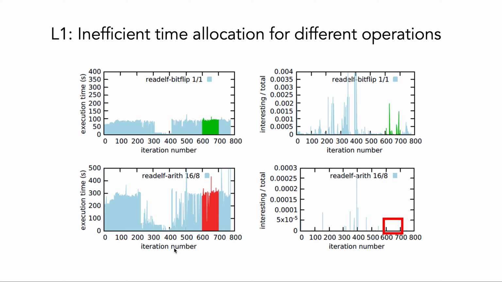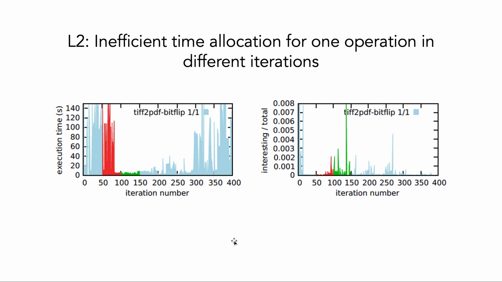The first is inefficient time allocation for different operations. As we can see, bit flip is more effective than erase. However, erase is allocated more execution time. Secondly, inefficient time allocation for one operation in different iterations. For example, bit flip has lower effectiveness within the range of 50 to 100 when compared to the effectiveness within the range of 100 to 150. But the former takes 10 times longer than the latter.